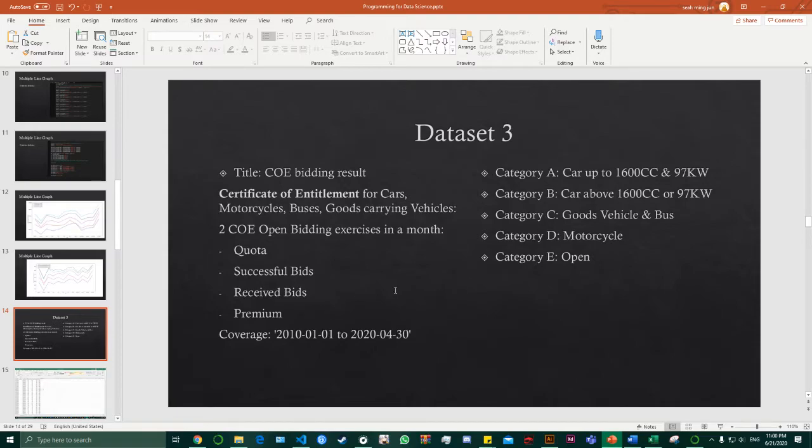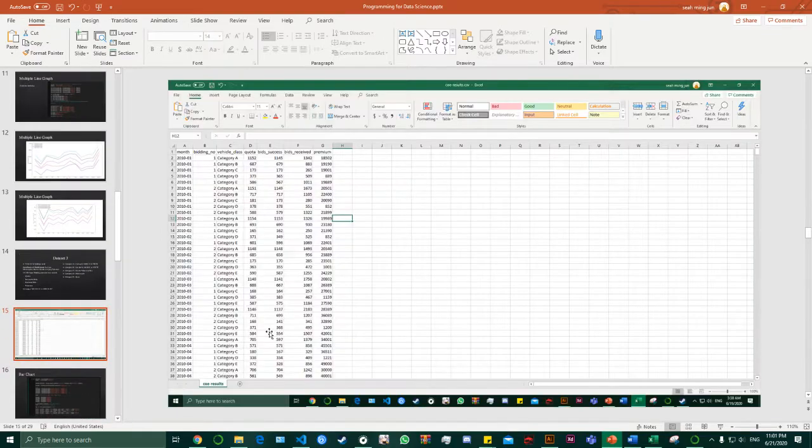So for dataset number 3, this will be certificate of entitlement for cars, motorcycles, buses, goods carrying vehicles. Now this 4 only represents category A to D, but E is an open category that applies to all of the above. And there's much more premiums involved in E, so that'll be interesting. So the columns involved are quota, successful bids, received bids, and premium. The coverage is 10 years worth of data. So for this CSV, I'll be using a bar chart as well as scatter plot.